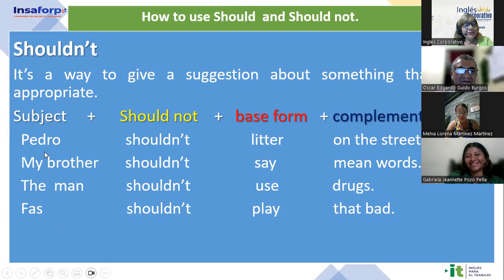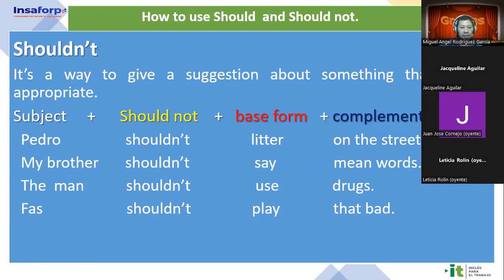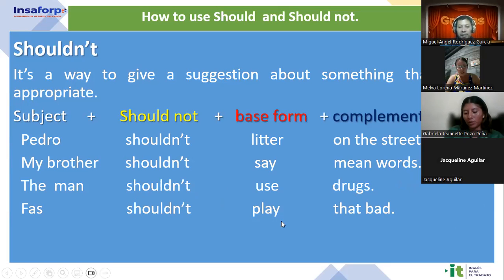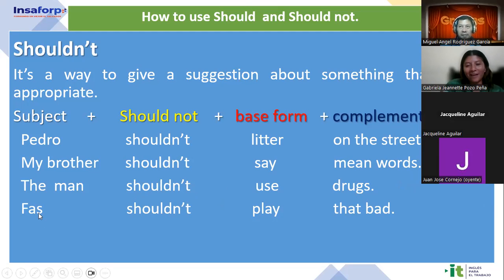No more examples. Okay, let us read this. Oscar, can you read the number one? Pedro shouldn't litter on the street. Okay, Leticia. Sandra, read the number two. My brother shouldn't say mean words. Mean words. Carlos, can you read the number three, please? The man shouldn't use drugs. Use drugs. Gabriela, can you please read the number four? FAS shouldn't play that bad. Okay, thank you.